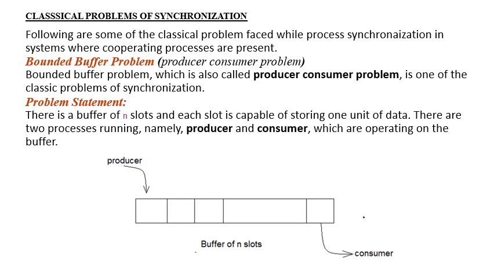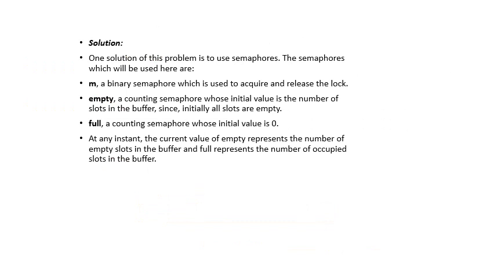And next, coming to the problem statement. As you can see in the diagram, there is a buffer, this is a total buffer, which has n slots. Each slot is capable of storing 1 unit of data. And there are two different processes operating, the producer and the consumer. The producer is filling from this side and the consumer is consuming from the other side. So this will be the problem statement. But before this, I just wanted to explain what the bounded buffer problem is.